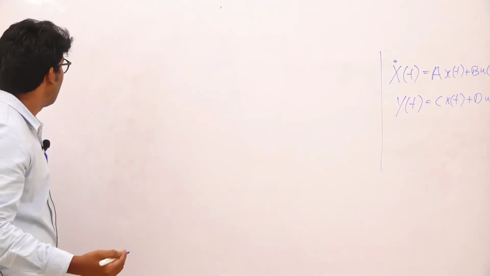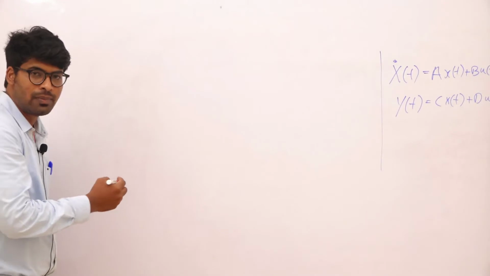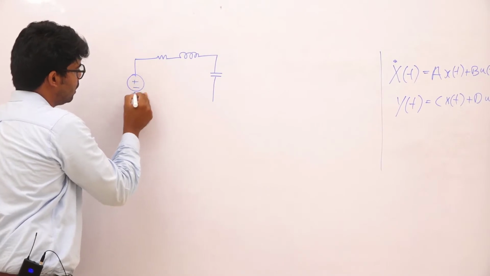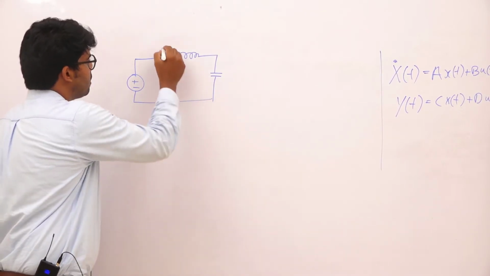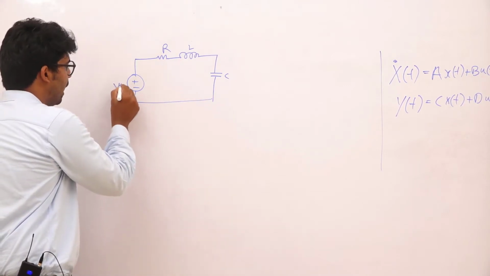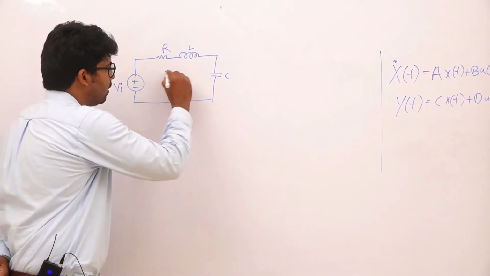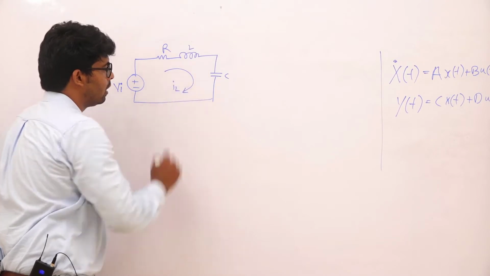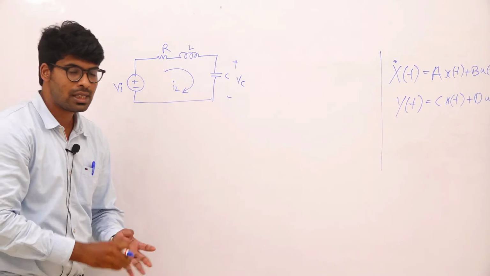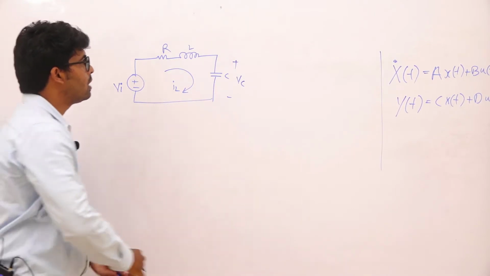So in this class, I will take one simple circuit, that is the second order RLC circuit, consisting of R, L, C in series. We have the input voltage VI, and a current IL is flowing, and the voltage across the capacitor is VC. So this is the model. This is the input. We have the system.